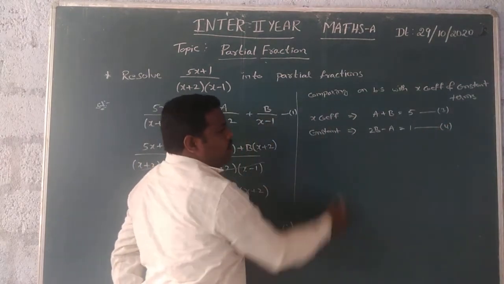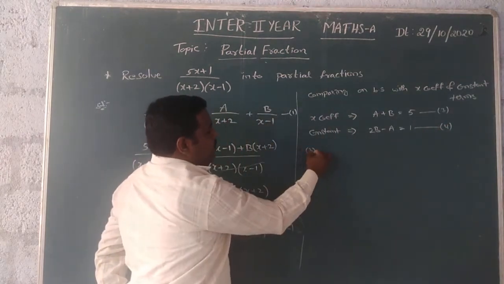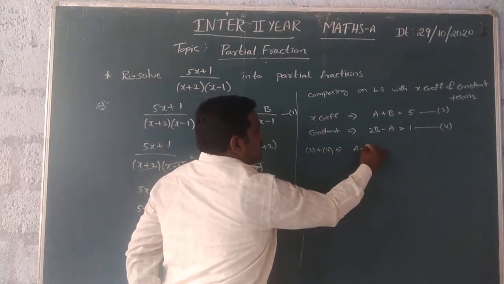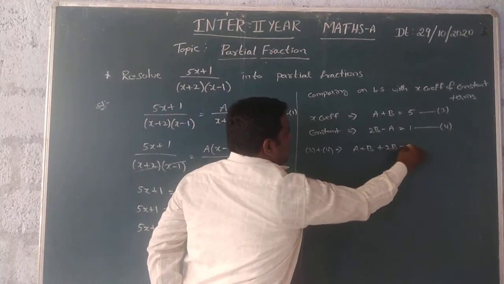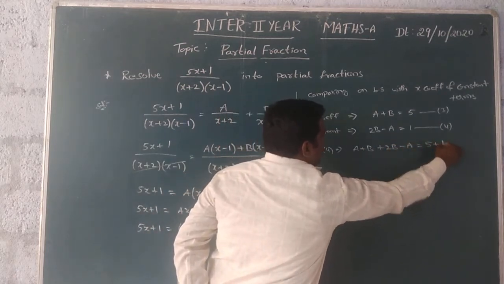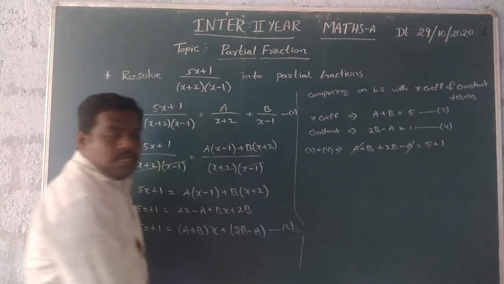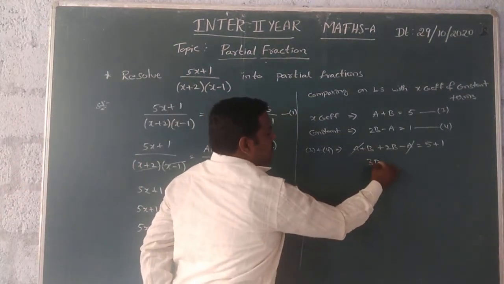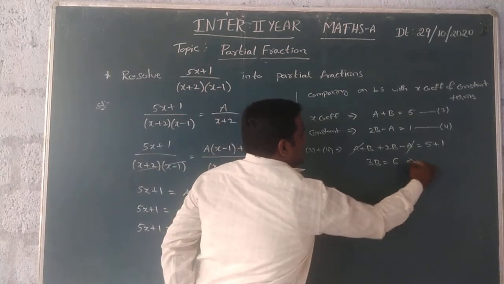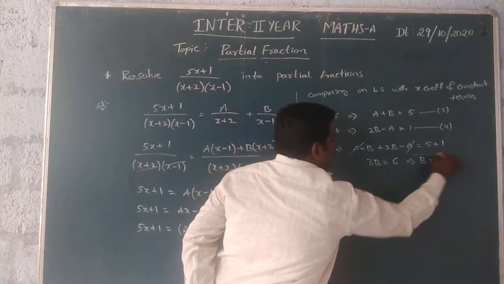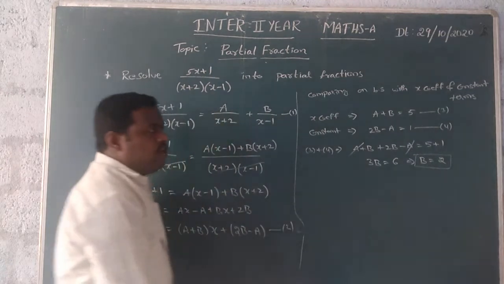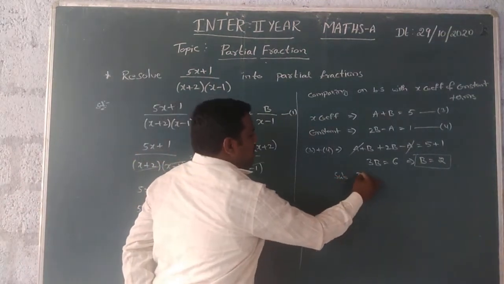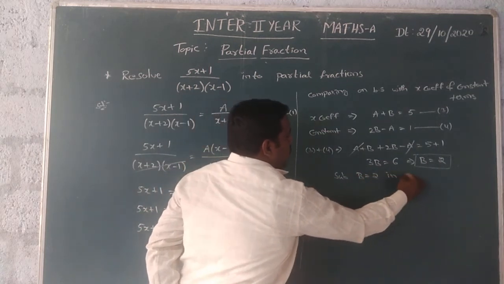Solving equations 3 and 4, we can add 3 plus 4: a plus b plus 2b minus a is equal to 5 plus 1. On both sides, on the left side a minus a gets cancelled, b plus 2b, 3b is equal to 6, then b is equal to 2. This value we substitute in equation either 1, 3 or 4. Substitute b is equal to 2 in equation 3.